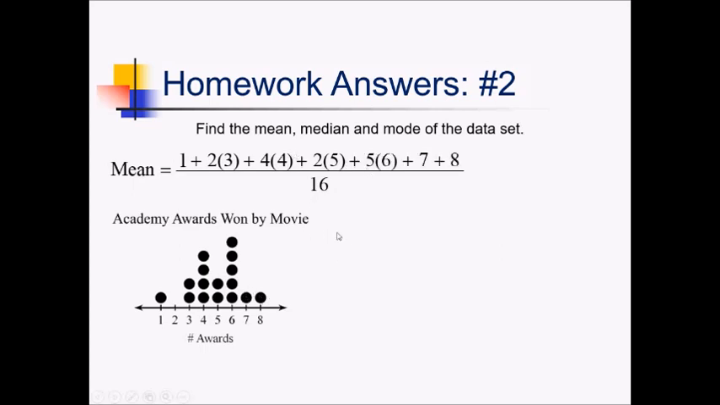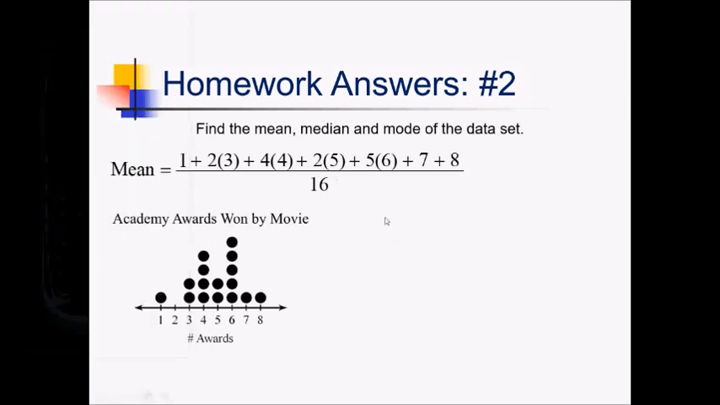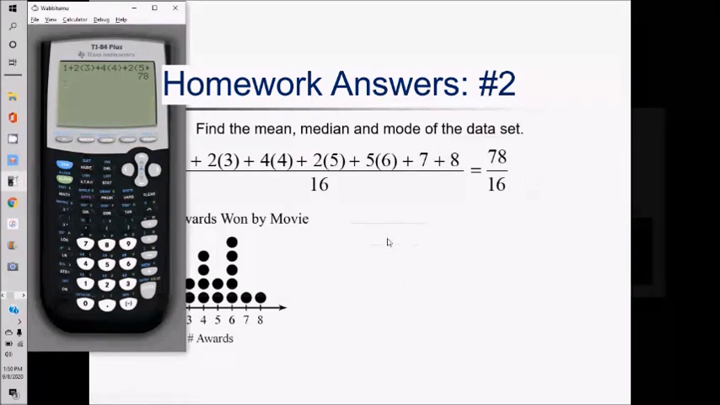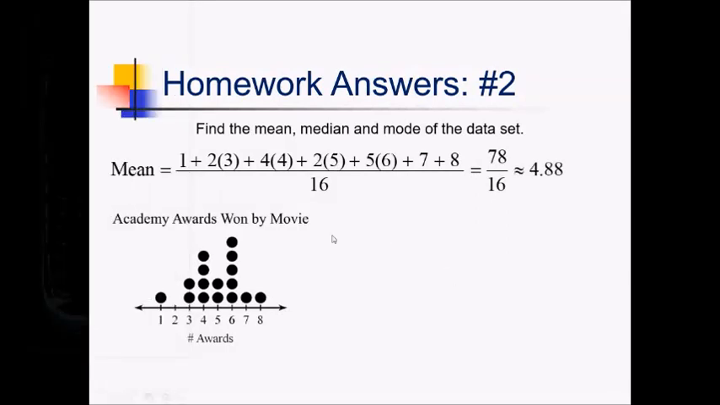So let's add all that up. And I'll do that on the calculator just to be on the safe side. So for my numerator, I've got 78. So our mean is going to be 78 over 16, which if I actually go ahead and divide that on the calculator, comes out to about 4.88. All right, so for these movies, that was the average or mean number of awards won.